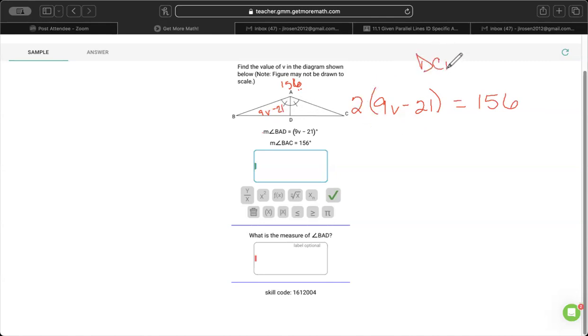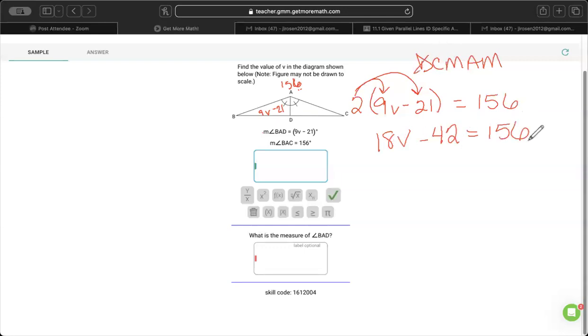So we have two 9v minus 21s. We know that they're congruent to each other. So we can set it up this way since we know the total. D is distribute, so that's going to get us 18v minus, because remember, a negative times positive is a negative, 42.